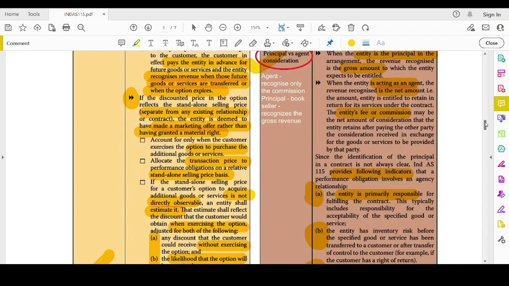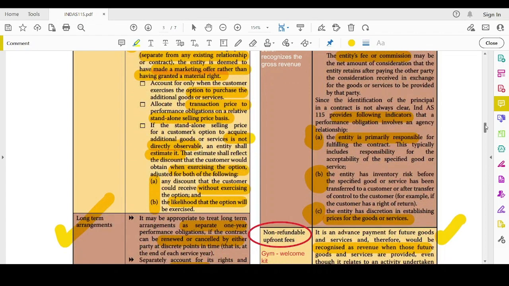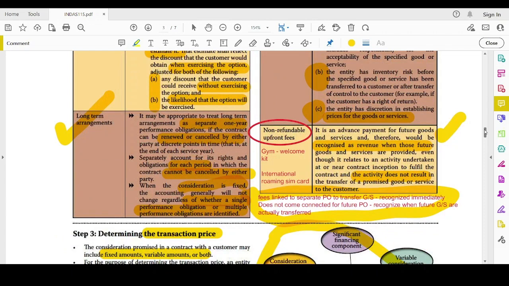If the customer exercises the option for the one-year warranty, you can account for the service income, otherwise you cannot. Like the transaction price, the basis is the relative standalone selling price. If the standalone selling price for the customer's option is not directly observable, meaning there is no market price, then you can estimate it. While estimating, you have to consider two things: the discount the customer would be entitled to on exercising the option, and the likelihood, that is, the probability. Okay, I hope this is also clear. Now let's move on to the next term, long-term arrangements.